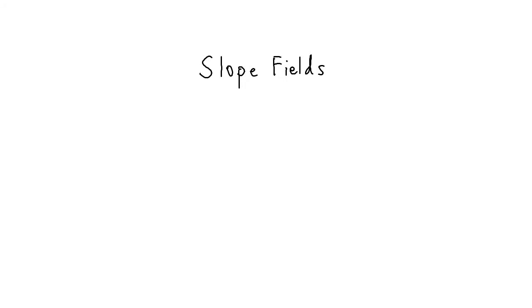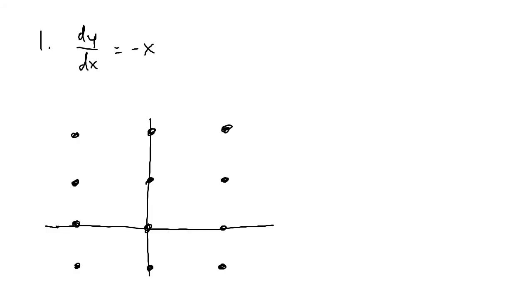So let's take a look at graphing slope fields. Looking at number one, we have dy/dx equals negative x, and we have to graph the slope field for this differential equation. The very first step in graphing a differential equation is just setting up a table. We can set up our x values, our y values, and then the dy/dx, or you can just write y prime.